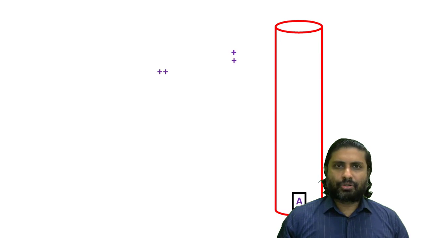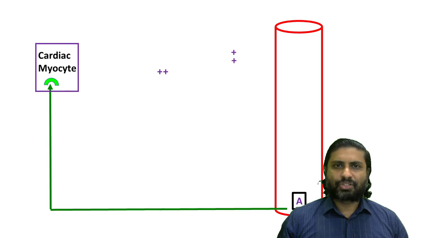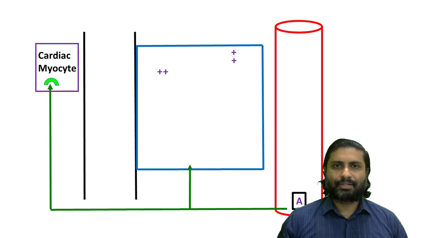Now, aldosterone has got multiple targets. One would be the cardiac myocyte, and we shall talk about this in great detail when we speak about heart failure. But for now, we shall focus our attention on the second target of aldosterone, which is the epithelial cells that line the collecting duct. So what you see in blue is an epithelial cell that lines the collecting duct, which are represented by the black lines over there.